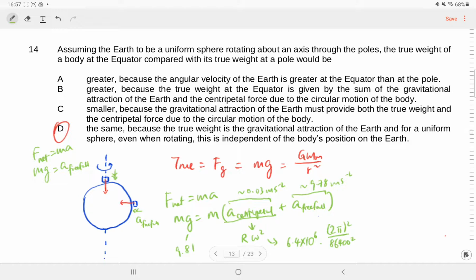So if a question is asking for the acceleration of free fall, you have to realize that at the equator it is smaller than at the pole.